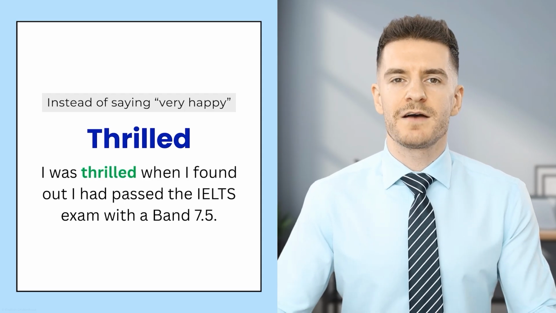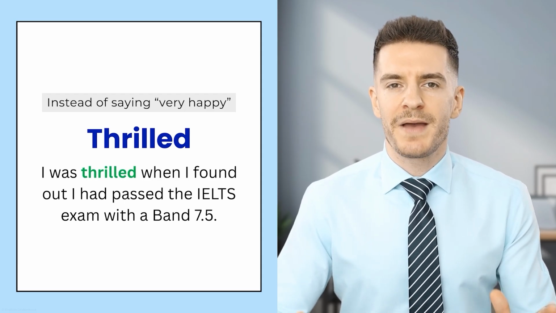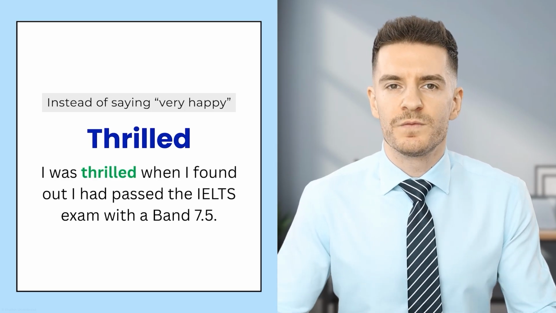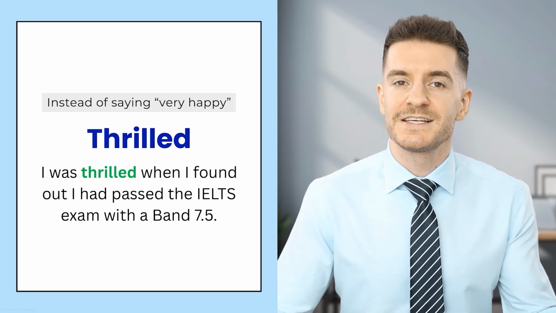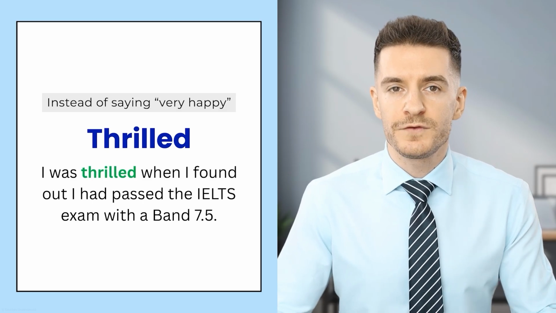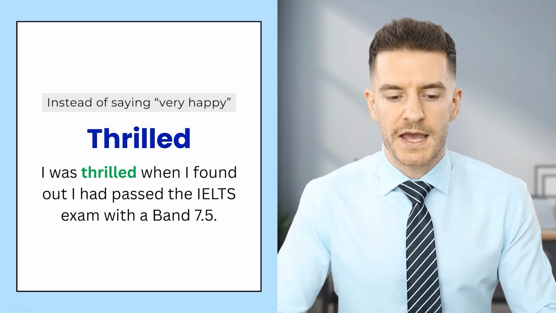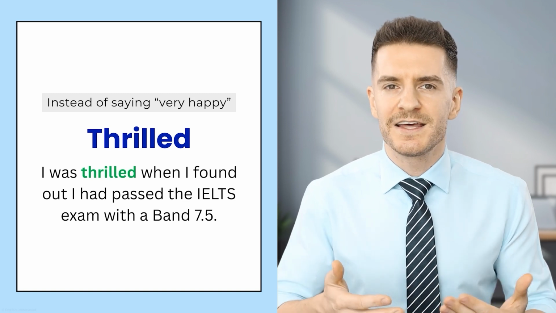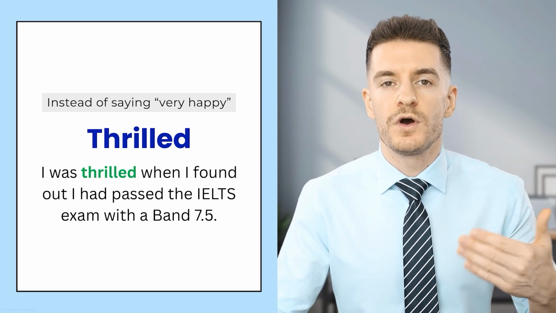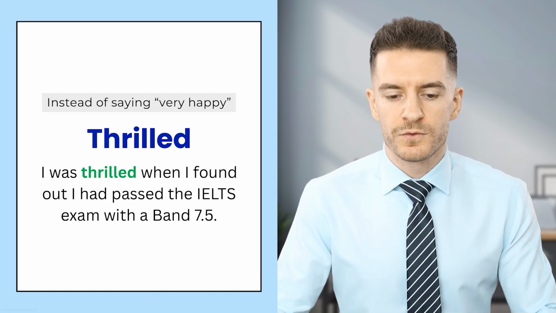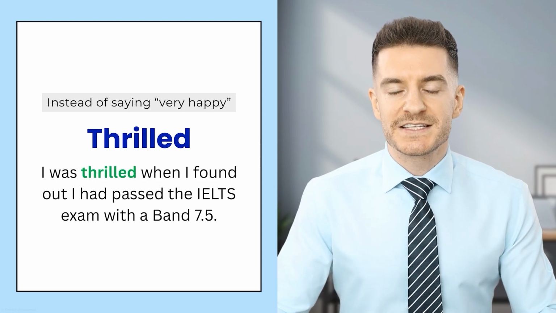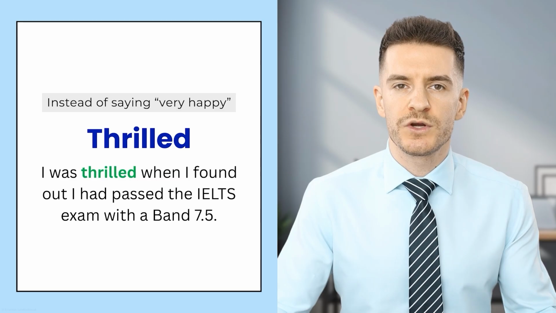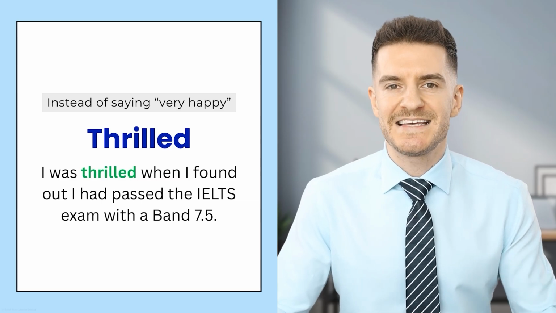Now just think about that for a second. If you get a band 7.5 in your IELTS test, how would you feel? Obviously very happy, very excited, probably about the future. So this is a great example of when you could use thrilled and the sort of feeling that you would feel if you were thrilled. Now just be careful, because there's a TH at the start, so make sure you pronounce that correctly instead of saying trilled, trilled with just a T sound.